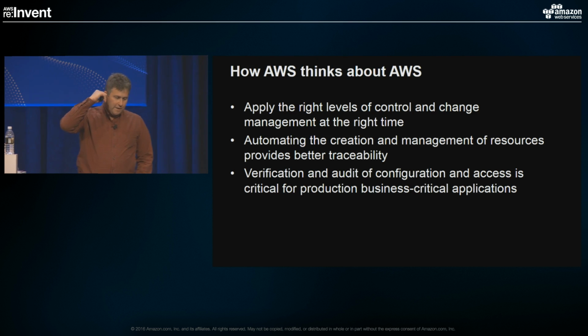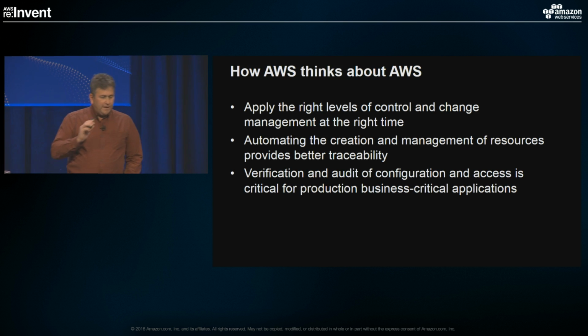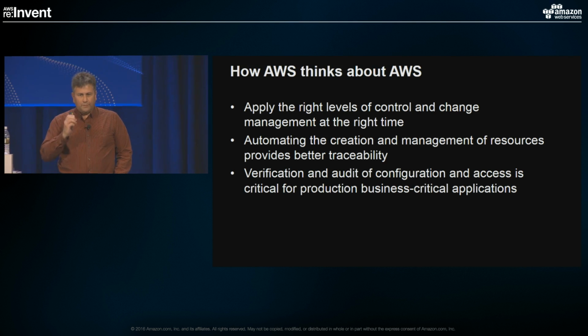Automation: automating the creation and management of resources provides better traceability. Who disagrees with that statement in this room? Anybody? Come on, there's got to be one guy who disagrees. No? Okay, good. So the key there is repeatability, traceability, all those abilities that you get from automating.